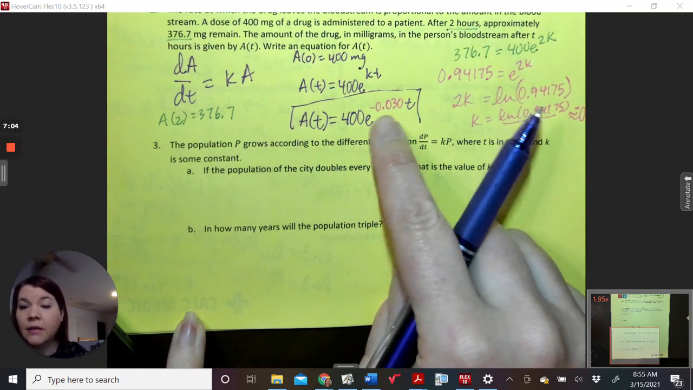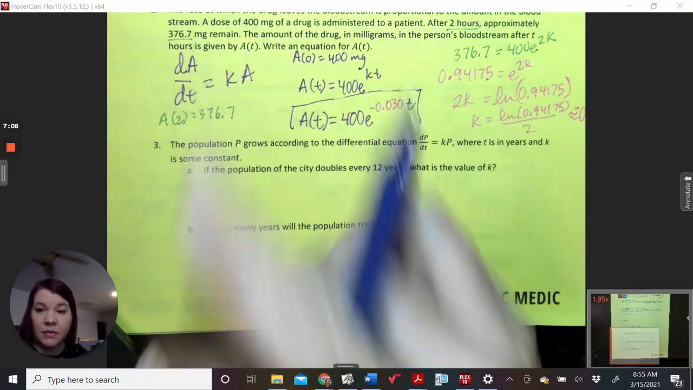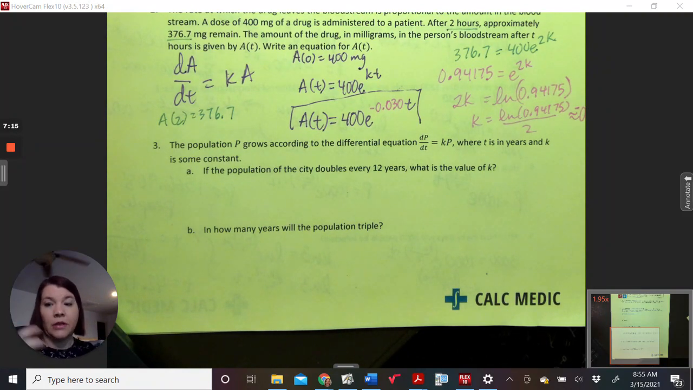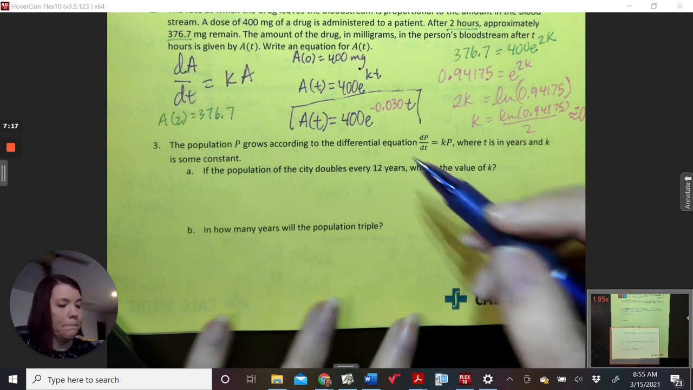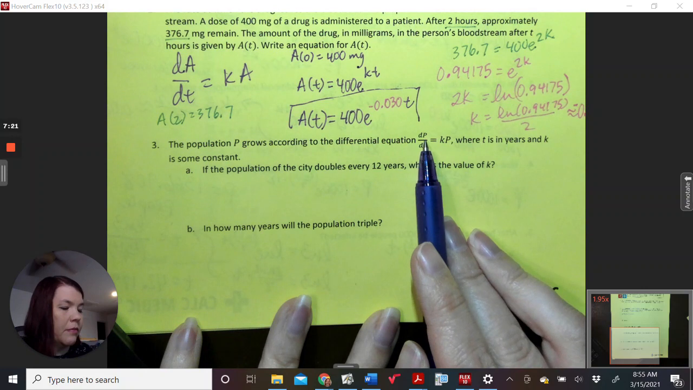Okay. The population P grows according to the differential equation. The rate of change of P with respect to time is K of P, where T is in years and K is some constant. If the population of the city doubles every 12 years, what is the value of K? This is a little weird, but we can still find K from this.